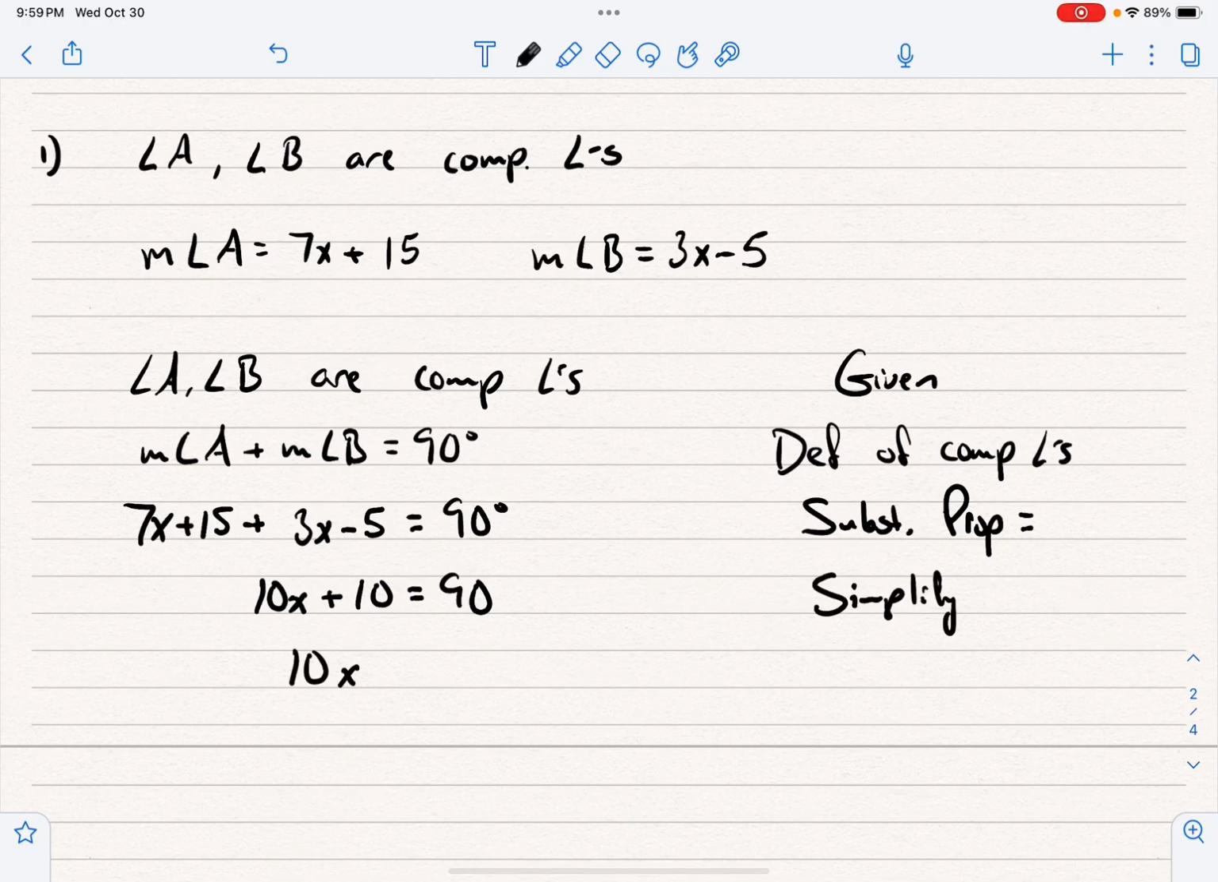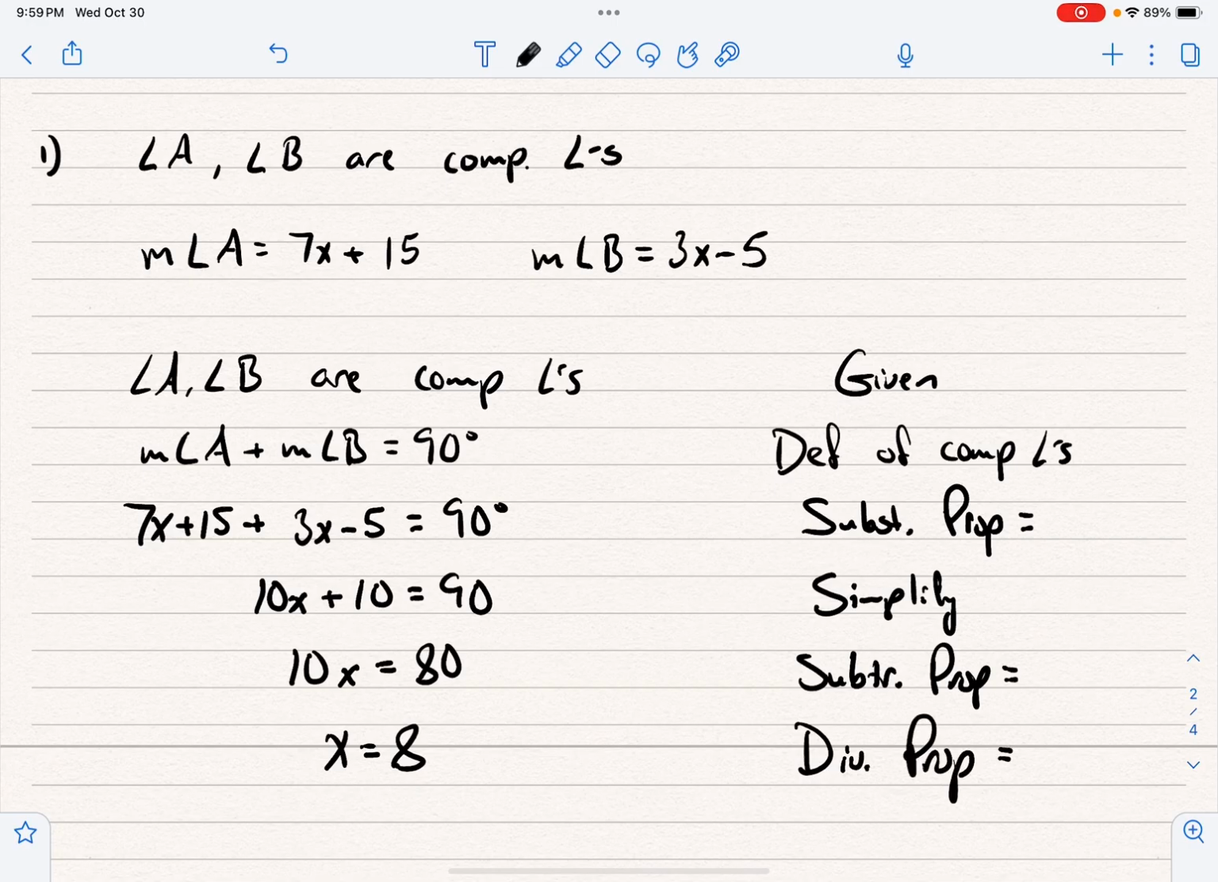At this point, this can become 10x equals 80, and I should be able to ask you all why. How can we go from that previous step to that step? And it is we subtracted 10 from both sides, so it's the subtraction property of equality. And lastly, we should be able to say that x is equal to 8. And we get that because that is the division property of equality. And there you have it.